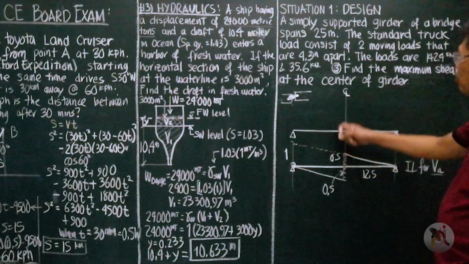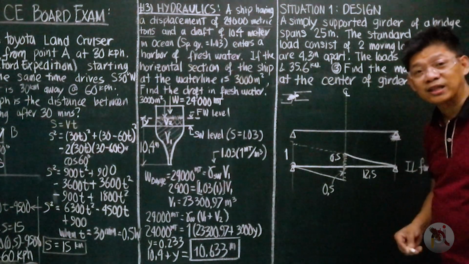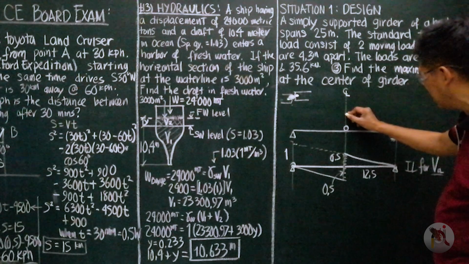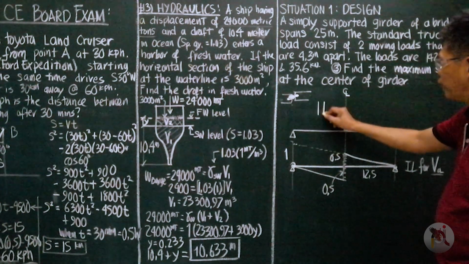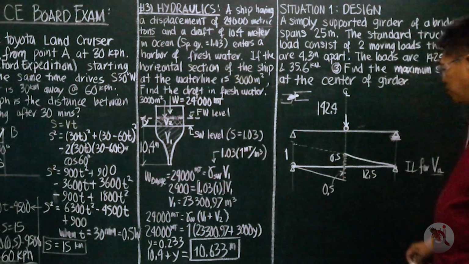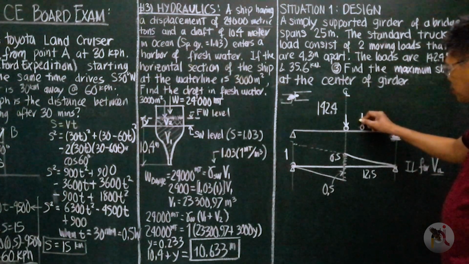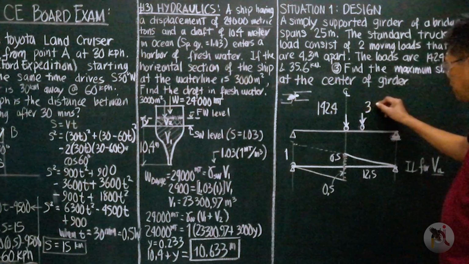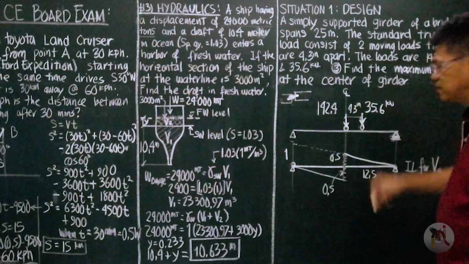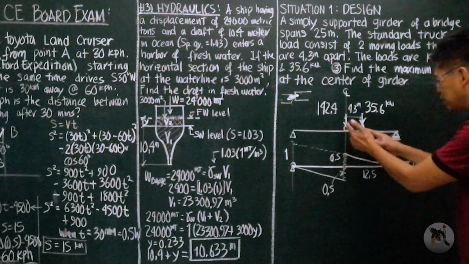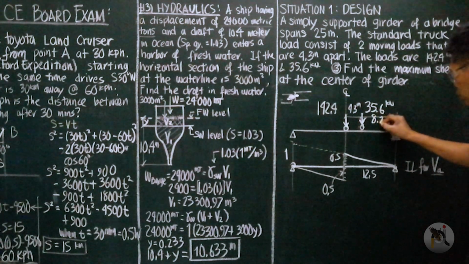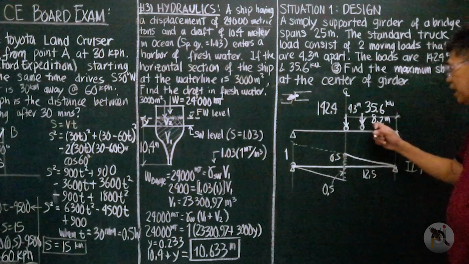However, our moving loads are this and this, 4.3 meters apart. So what we are going to do for maximum shear at the center line is we put the bigger load, 142.4, on top of where the ordinate is maximum. And take note that 4.3 meters away is the other load, 35.6 kilonewtons. This is 4.3 meters. This is 12.5 minus 4.3, which is equal to 8.2 meters.